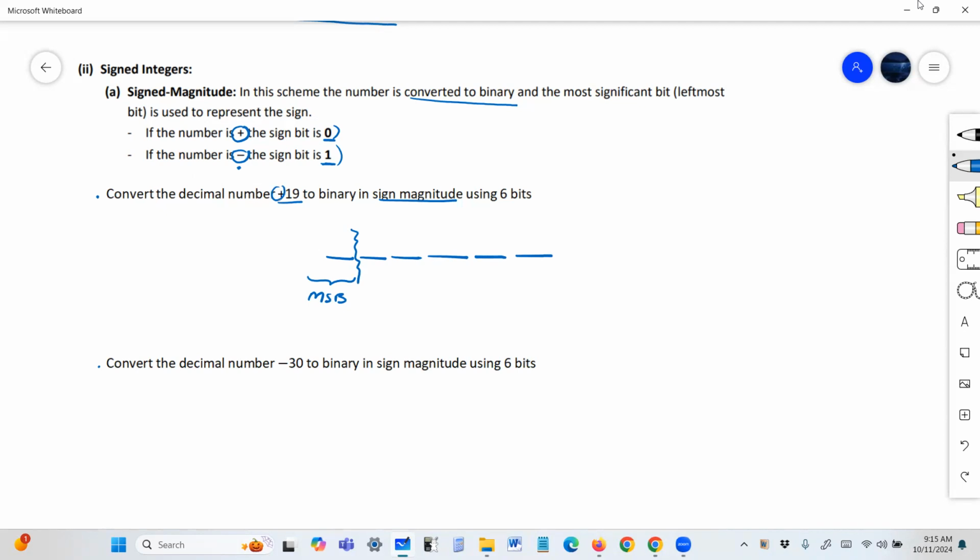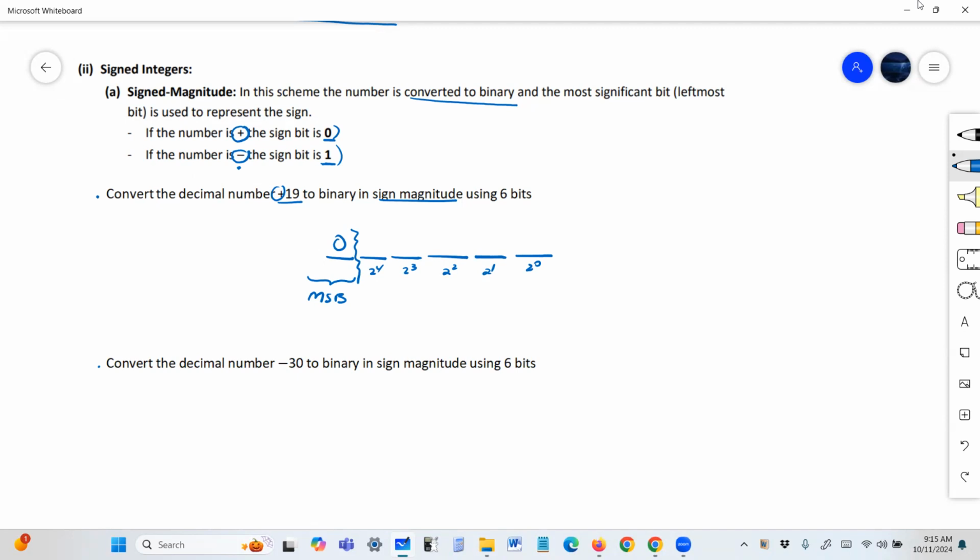If the number is positive, I'm going to put a 0. If it was negative, I would put a 1 here. So the remaining value, the 19, has to be stored in these 5 locations. Okay? So let me show you again how to convert. This is 2 to the 0, 2 to the 1, 2 squared, 2 cubed, and 2 to the 4. I need to represent 19.